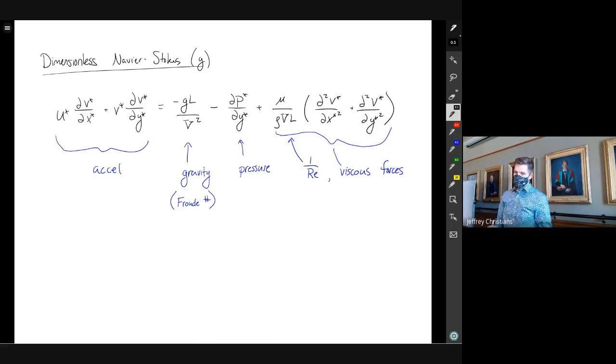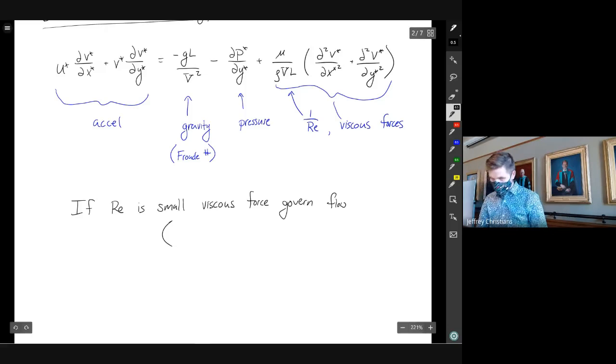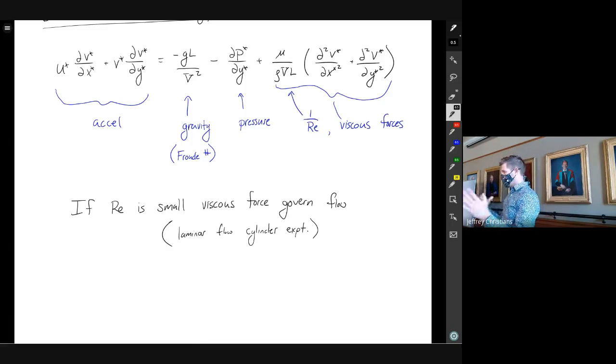So for example, if the Reynolds number is small, viscous forces govern the flow. Think of the laminar flow, reversible flow experiment that we did in class.